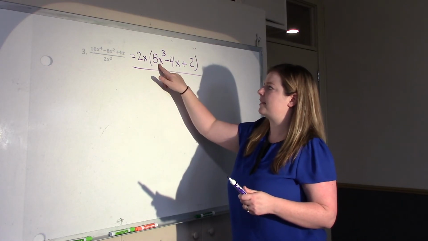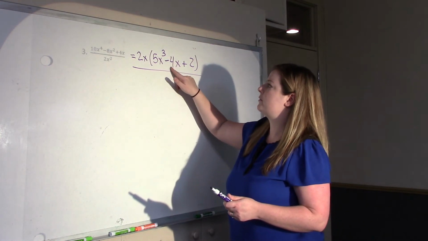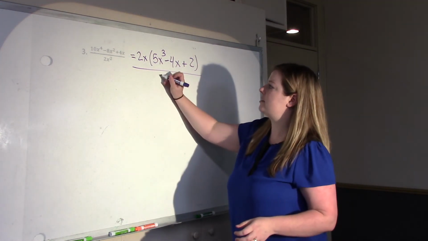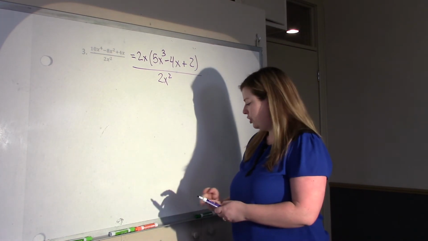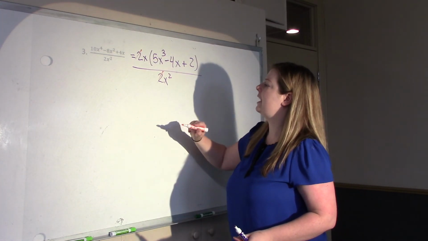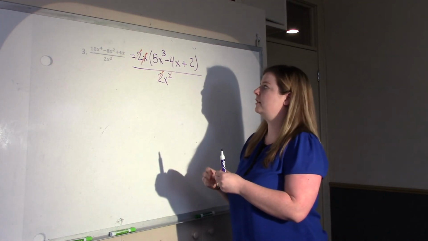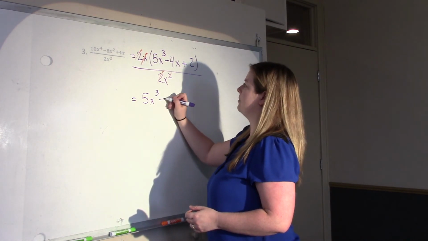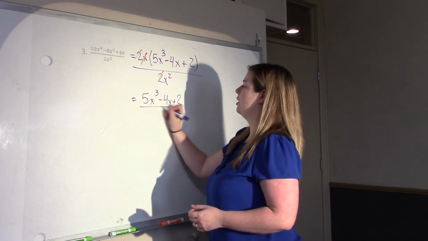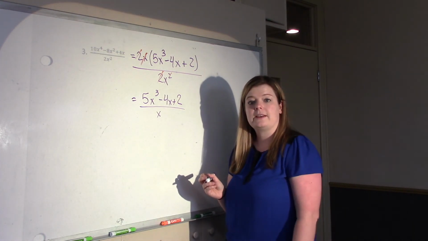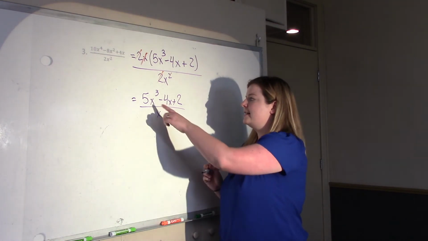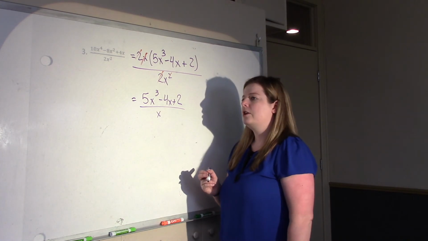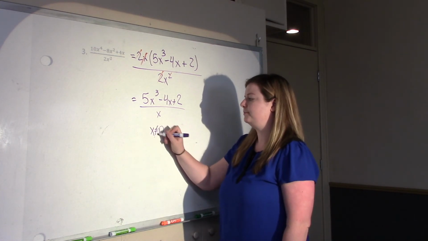2x times 5x cubed is 10x to the power 4. 2 times 4 is negative 8. X times x is x squared, so that works. This times this, 4x, good. And on the bottom I have 2x squared. So notice I can cross out the 2's, and I can cross out one of the x's. So I'm left with just 5x cubed minus 4x plus 2 all over x. Now, can this be reduced any further? No, it can't, because there's nothing common on the top, and there's only an x on the bottom. So we're done. X cannot equal 0.